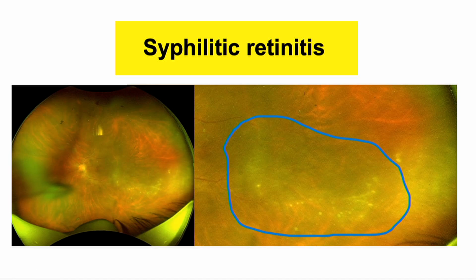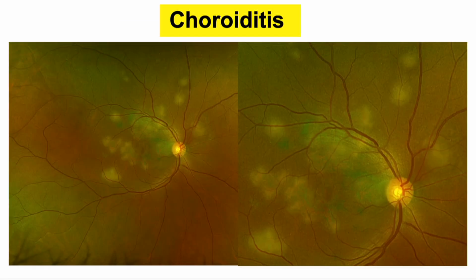Now, another entity is syphilitic retinitis. The great mimicker, as you all know, can have a varied presentation, but a few features are pathognomonic of syphilis. That is ground glass retinitis, along with these punctate pre-retinal precipitates. So these are pathognomonic of syphilitic retinitis.